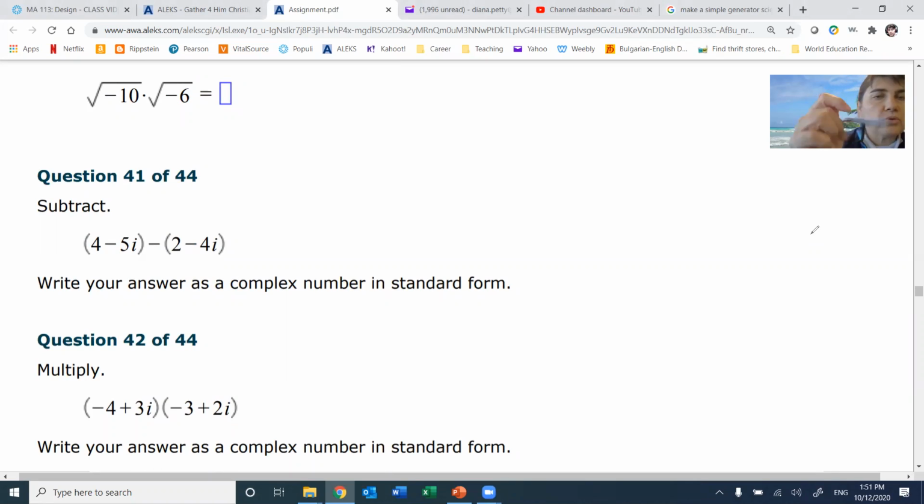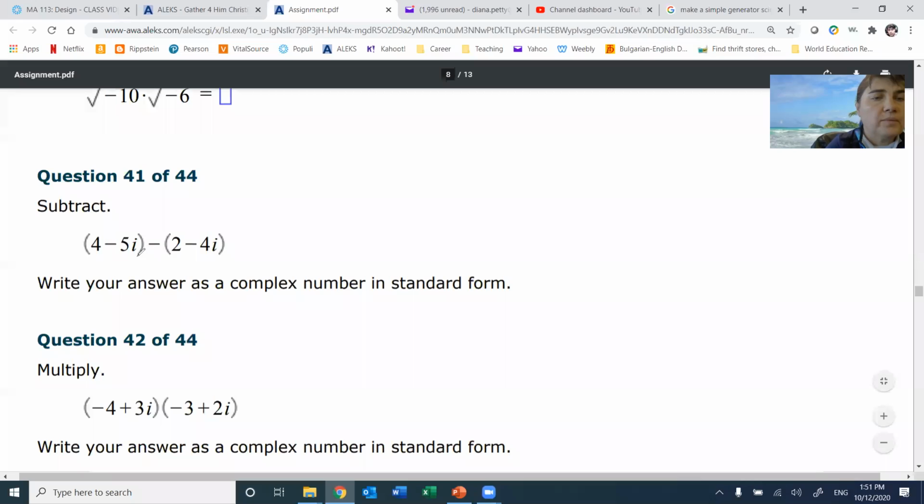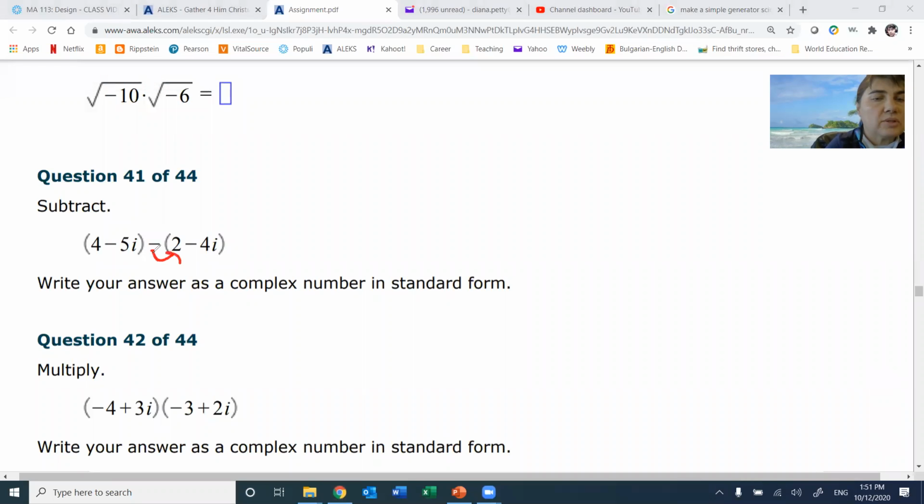Moving on. What you need to do, I'll just remind you, you need to distribute this minus. You see the minus? So then this will be plus 4, and then when you add them, you get whatever you get, right? So you just add the like terms. You can do it. Okay. Next one.